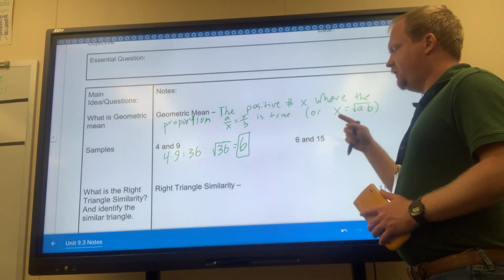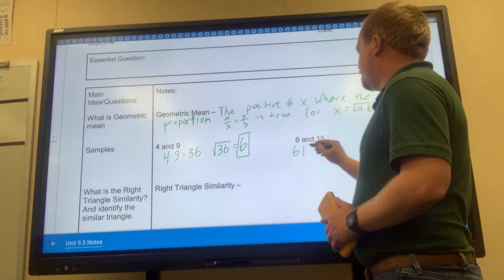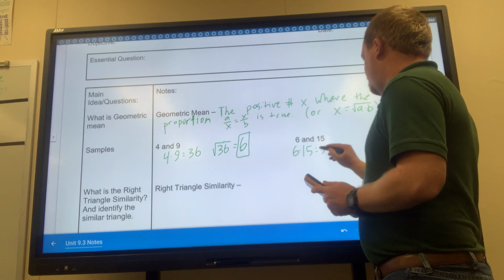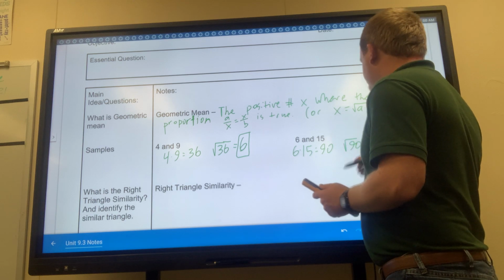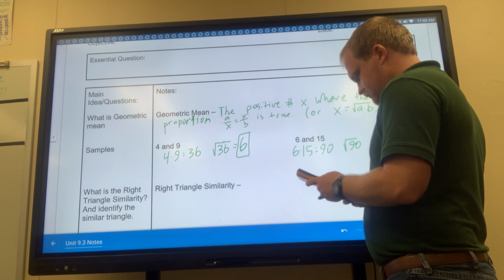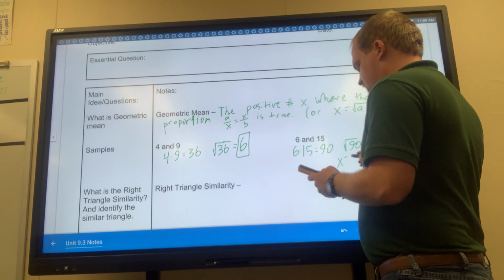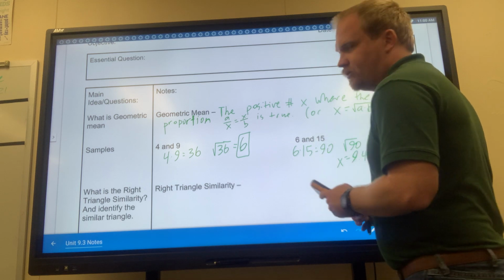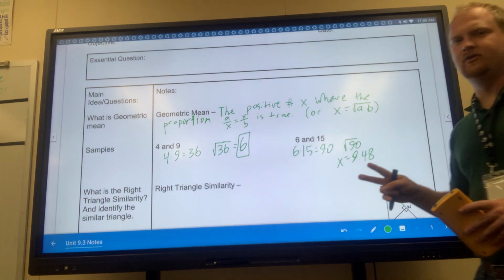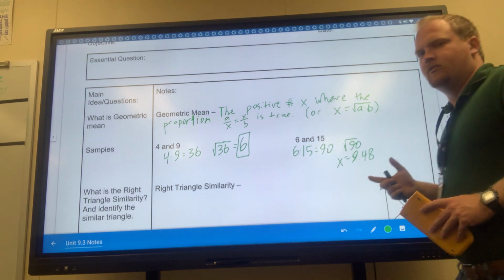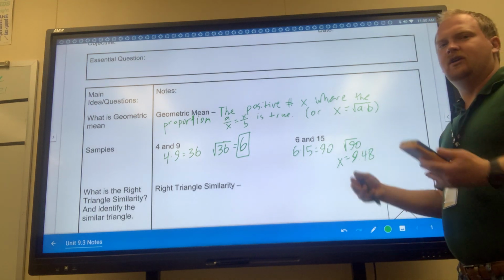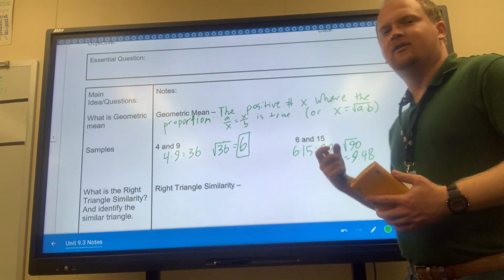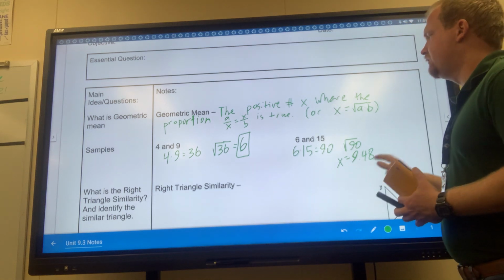Now, 6 and 15. If I multiply these two together, that gives me 90. So I take the square root of 90, which gives me 9.48 if I give it two decimal places. The reason this is important is that later on, when we have to find a length, we have to use the geometric mean to find the length of a missing piece of a triangle.